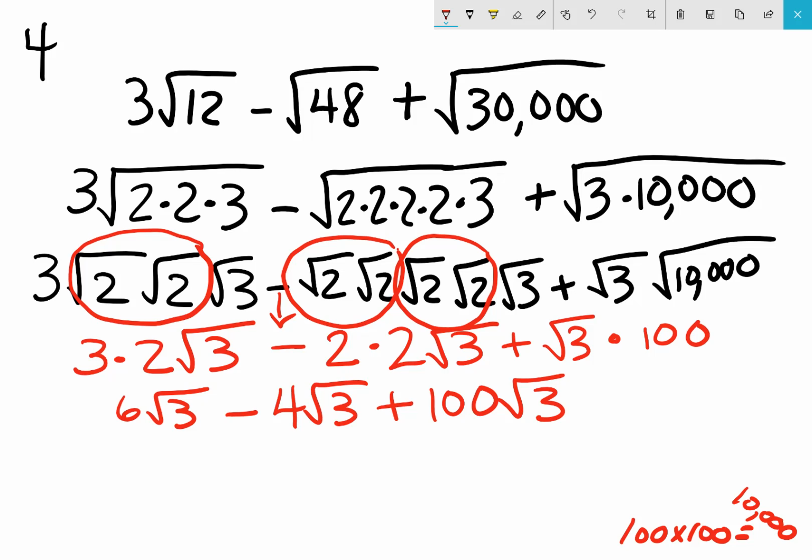So here we've got a minus, we've got a plus, so we can do it just because they're all square root of 3. So 6 square root of 3 minus 4 square root of 3 is 2 square root of 3. Plus 100 square root of 3 is a total of 102 square root of 3. So that is number 4. All right, number 5.